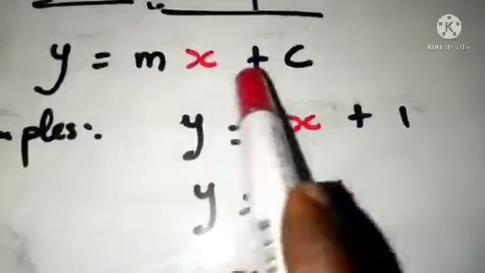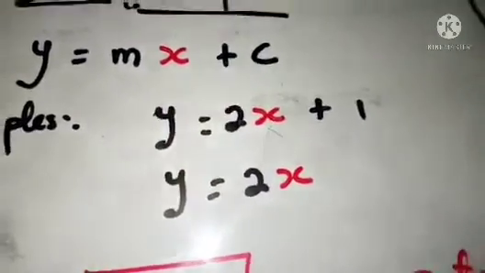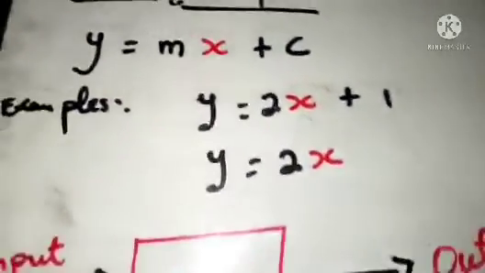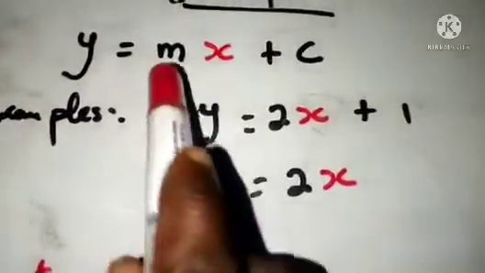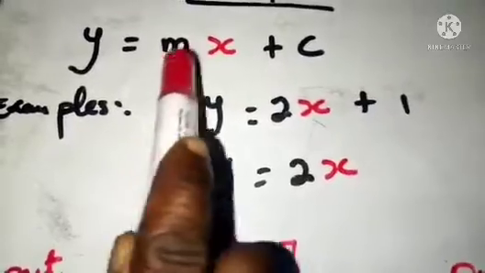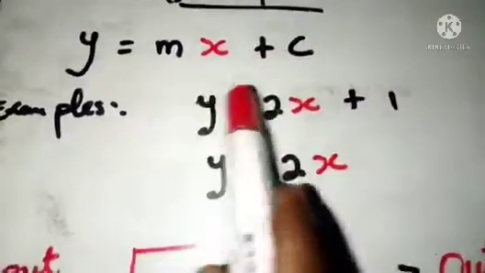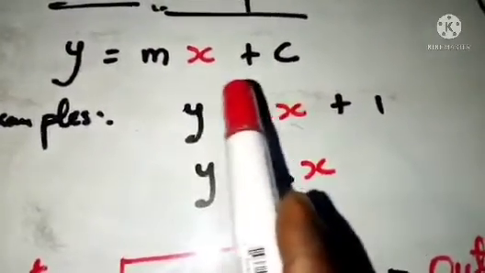Don't worry about these letters. The one thing you have to understand is that you must know the image behind the letters. That is the most important thing. Let's see. Now, where is the y coming from? Where is the x coming from? Where is the m coming from? Where is the c coming from? Those are the things you have to pay close attention to.